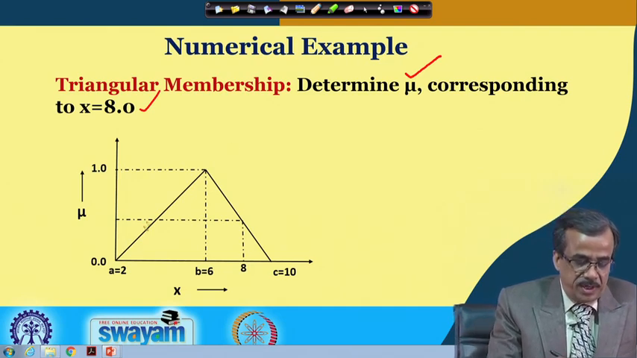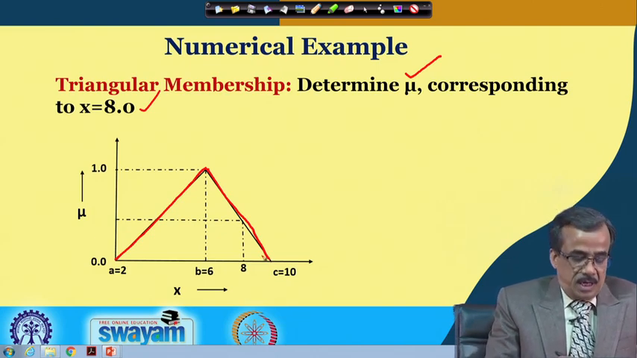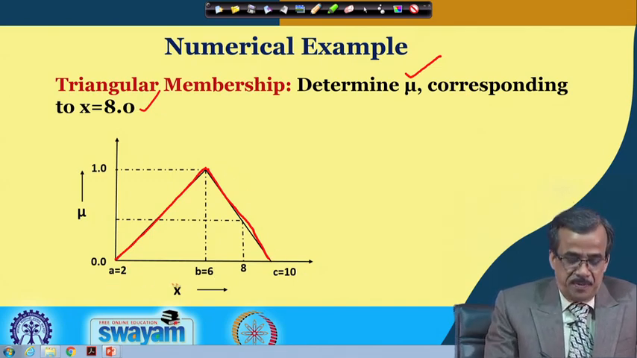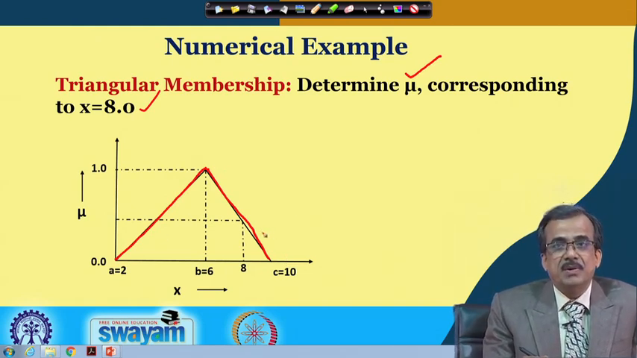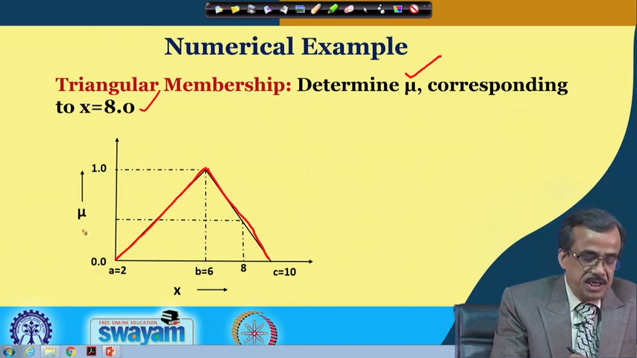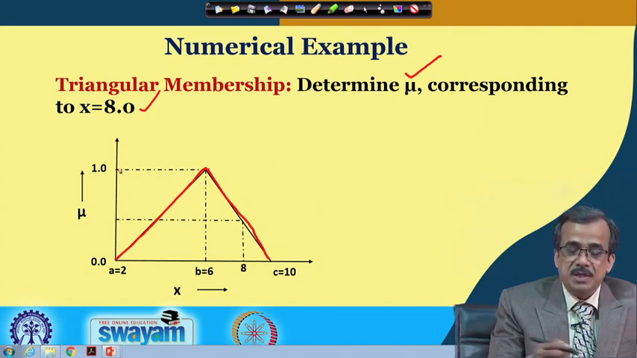Here I am just going to consider one triangular membership function distribution. This is nothing but the triangular membership function distribution, and you see I have written a equals 2, b equals 6 and c equals 10. Using this a, b and c, mathematically I can define this triangular membership function distribution. This I have already discussed in the last lecture. Along this axis, it is the variation of mu, and mu varies from 0.0 to 1.0.